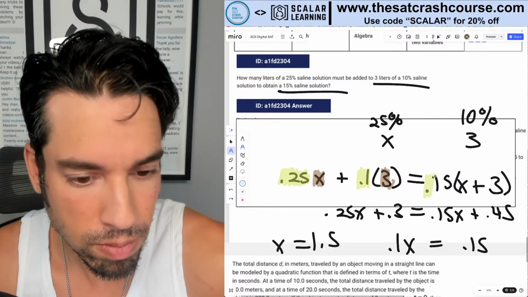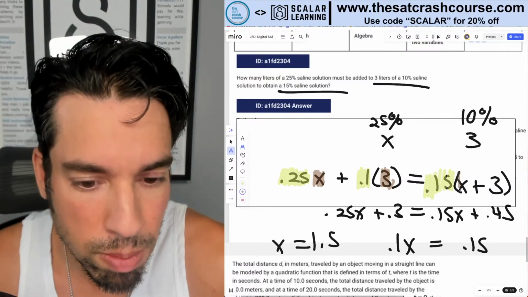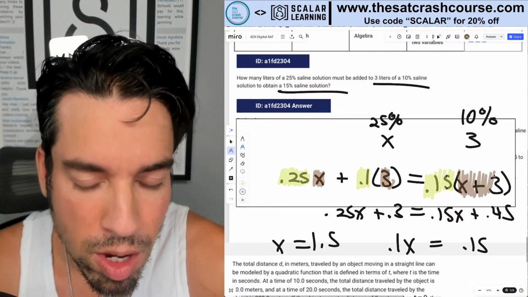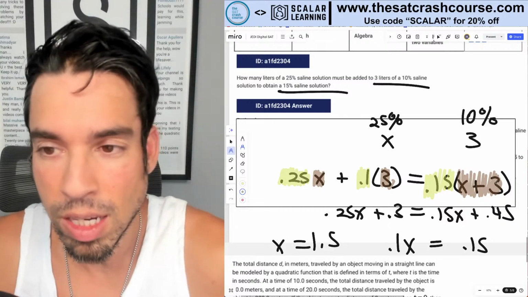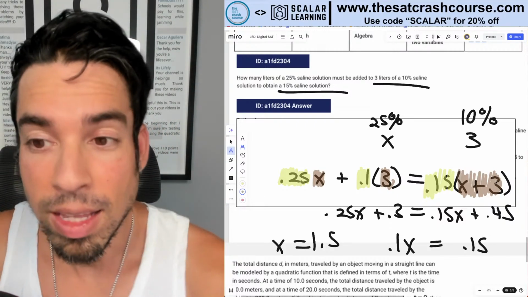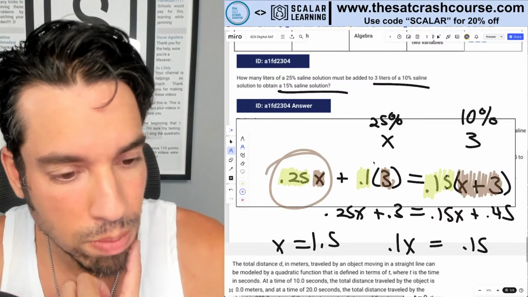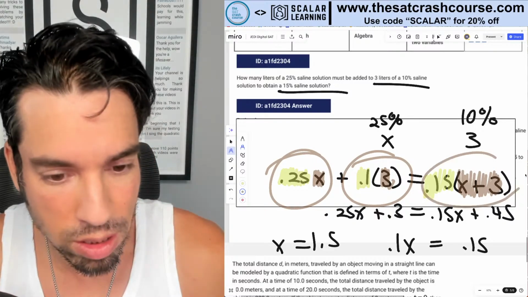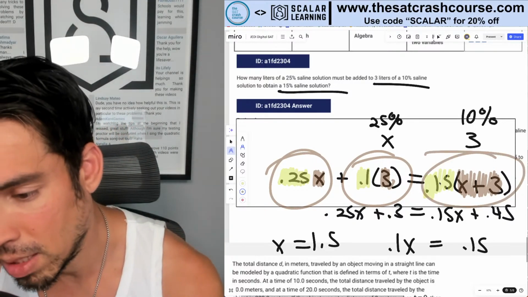Percent that we're vying for, which is 15% or 0.15, times the total amount of liters, which is x plus 3. So you almost see a bit of similarity or symmetry on the two sides. We've got the same thing every time, the amount of saline, and that's why all the quantities are equal. This is the saline in one piece plus the saline in another piece equals the saline in the total. Makes sense, right? So I hope that makes sense.